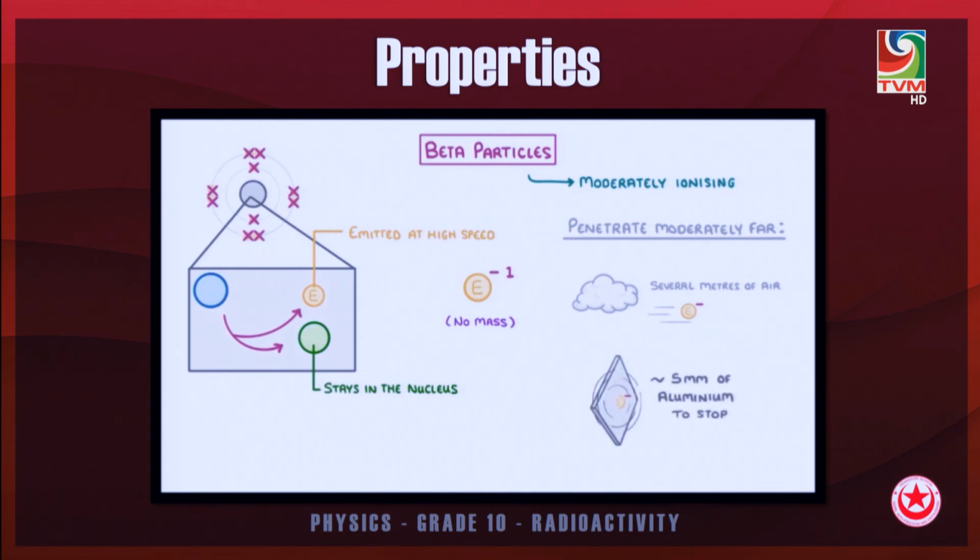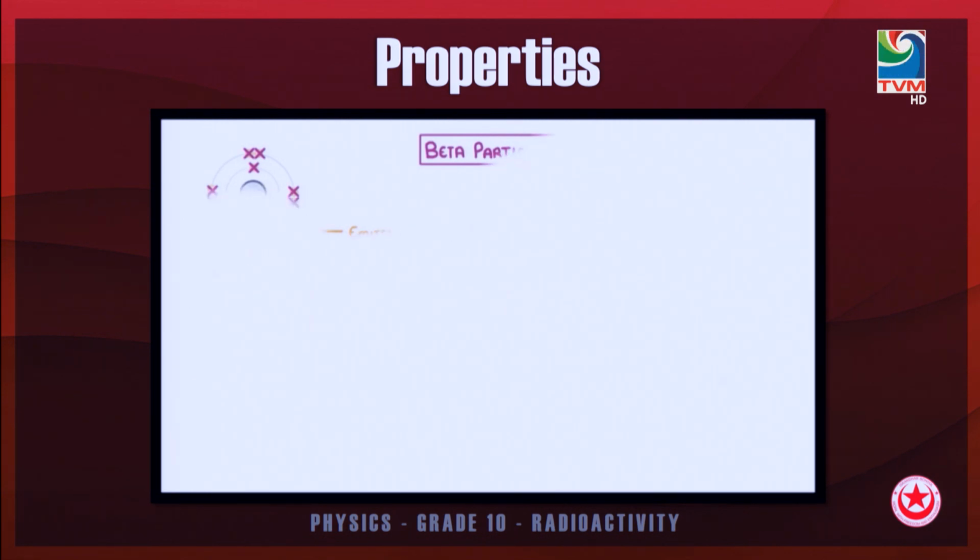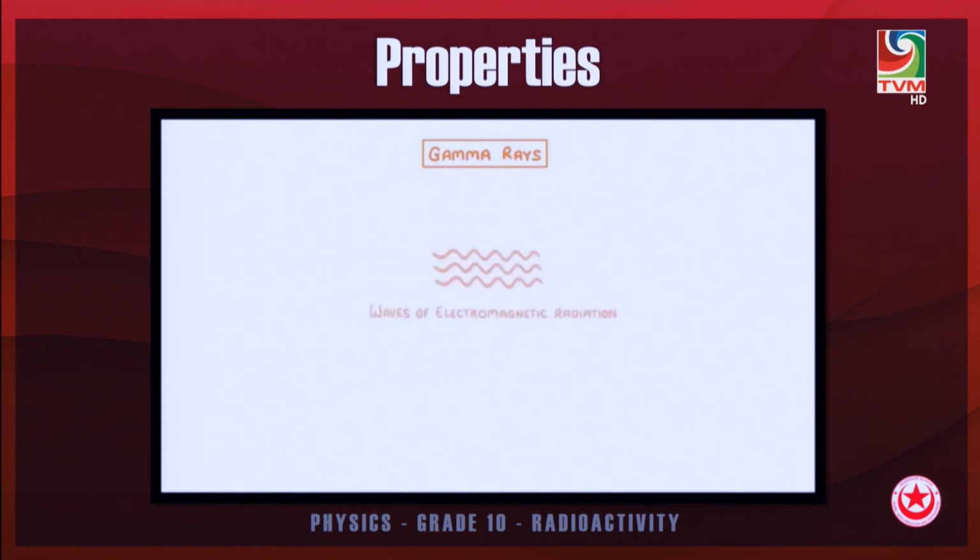The penetrating power of beta is a few meters in air. It is quite small compared to alpha, therefore it can travel further, and it can be stopped by a 5 millimeter aluminum sheet.